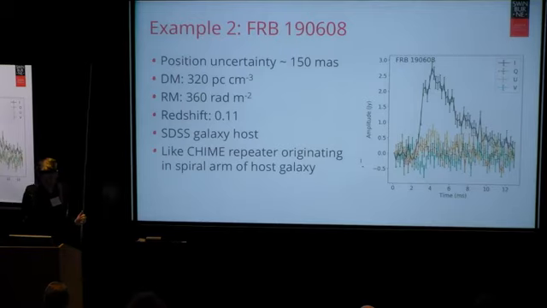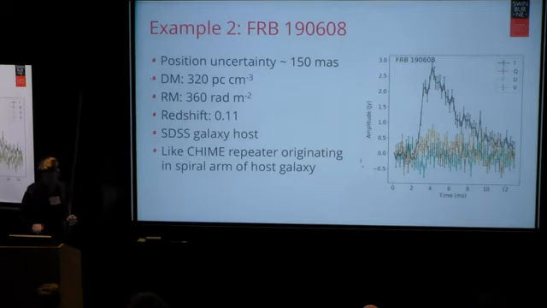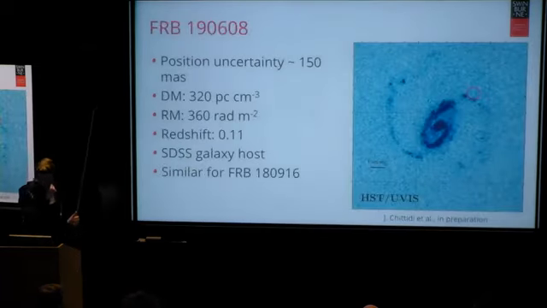So the second example is this one. Again, this is the most nearby FRB. It's in a Sloan galaxy. It's got this very high rotation measure. Given that it sits above the DM-z relation, this potentially implicates a host galaxy contribution, by the fact that there is also this high rotation measure as well. But this is where it comes from.